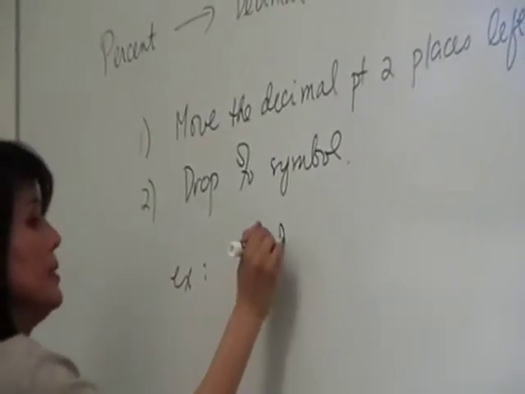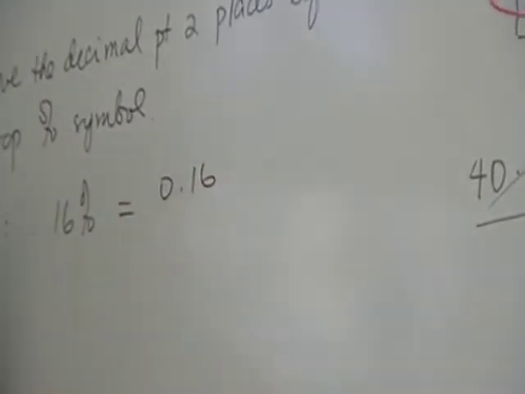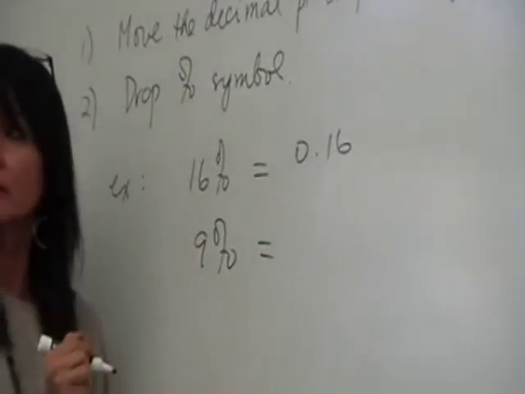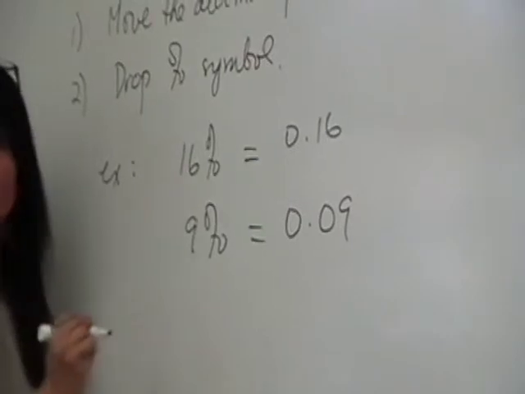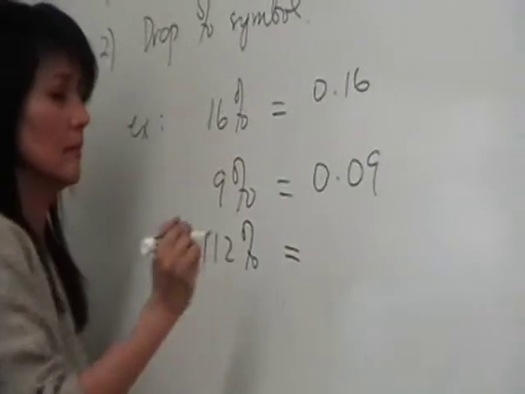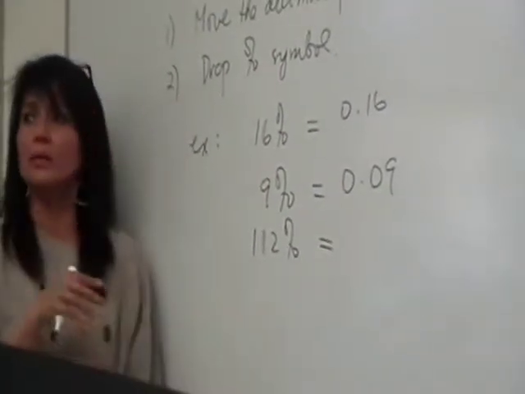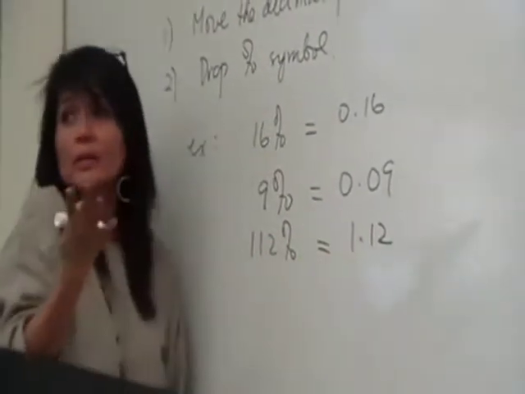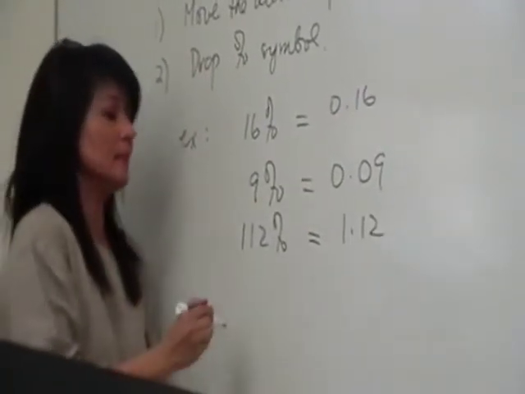If you have 16%, then that's nothing but 0.16. If you have, let's say, 9%, that's going to be 0.09. Can I have 112%? Sure. What is 112%? Just follow the rule. Is that 1.12? Is that clear? You're just following the rule: move the decimal point 2 places to the left and drop the percent symbol.